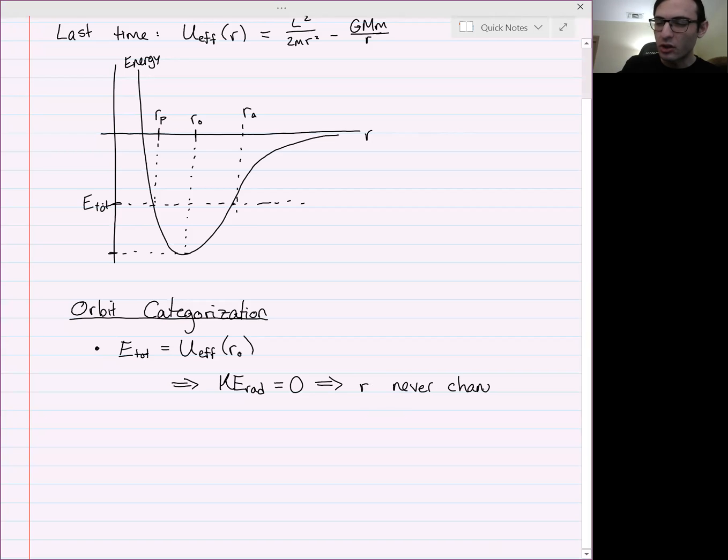That's because the radial component of the kinetic energy involves the time derivative of the distance r, dr dt. If this kinetic energy is 0, then dr dt is 0, meaning r is just some constant. So what does it mean when r never changes? The orbit is just the set of all points that are the same distance from that point. This is a circle. So when the total energy is equal to the minimum potential energy, you get a circular orbit.